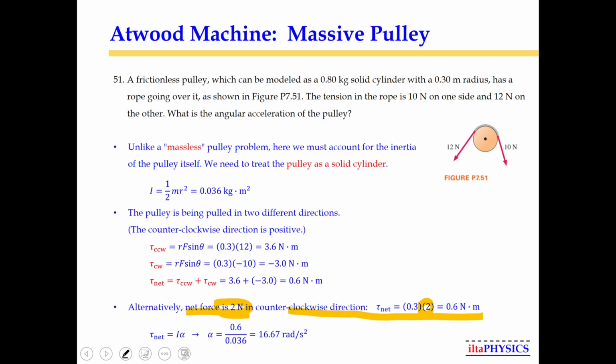Whichever way you calculate it, once you have the torque, you can plug it into the relationship between rotational inertia and angular acceleration to get 16.67 radians per second squared.